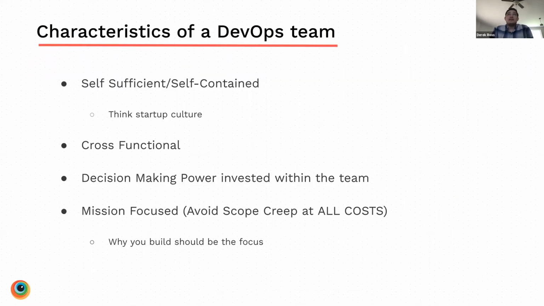So characteristics of a DevOps team is it's self-sufficient and it's self-contained. Think startup culture. A brand new company with 5 employees, 10 employees, they don't have the money, time, or energy to really invest in large manual testing efforts, into doing all these validations and checks. So they have to build automation to make sure that they can grow and scale at the speed of their competitors who've been doing this for years, or just have a lot more money and time and resources.